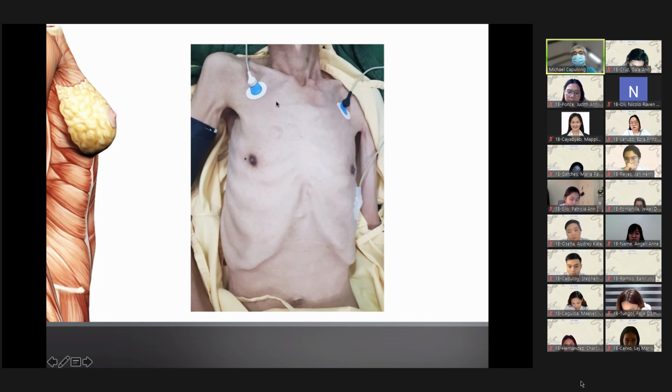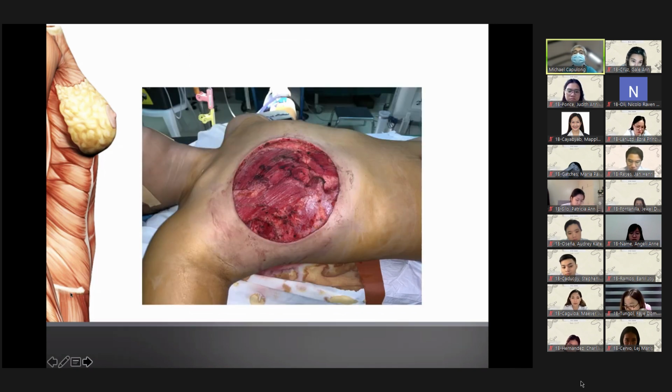And if you count the spaces of your ribs, your nipple will be seen at the area of your fourth intercostal space, mid-clavicular line, our point of reference. Okay, now here is another view.